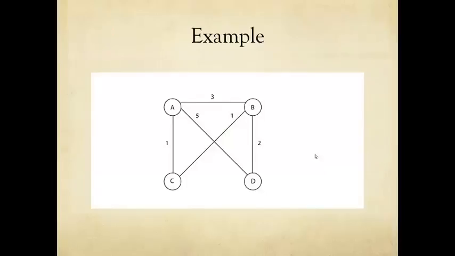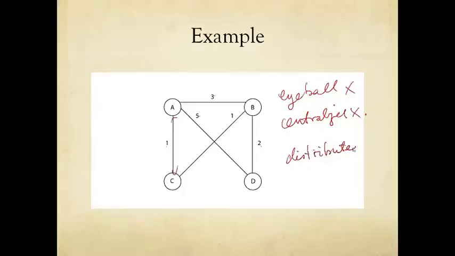So here's a small example. It's even smaller than before. 4 nodes, 5 links, each link bidirectional. The numbers next to the links, 1, 1, 2, 3, 5, are the link weights. Please do not eyeball the answer. Please do not use a centralized computation. Instead, we'll look at a distributed way to compute Bellman-Ford.